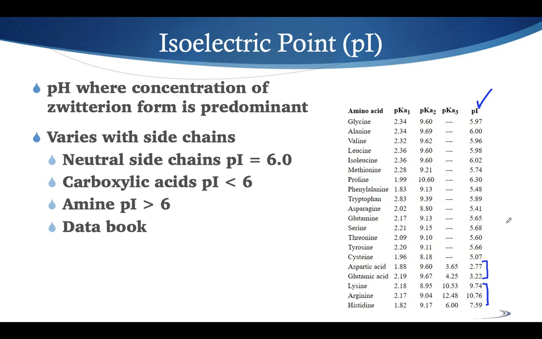This depends upon their side chains, because they can have multiple dissociations of the hydrogens with the side chains if they contain amine groups or carboxylic acid groups in those side chains. And so that creates the pK2 or pK3 that is associated with those, which will then alter the pI of the amino acid itself.